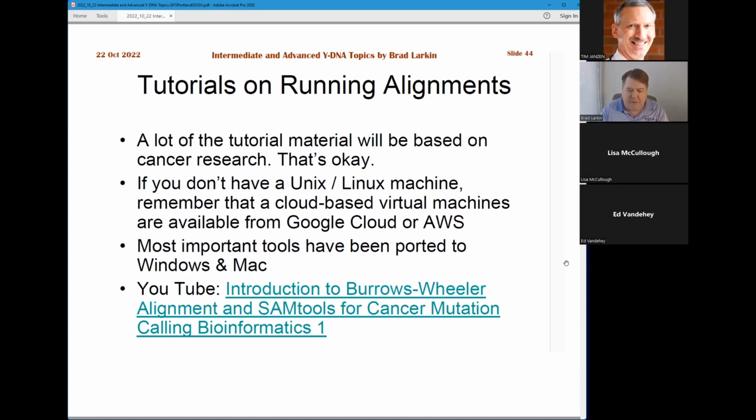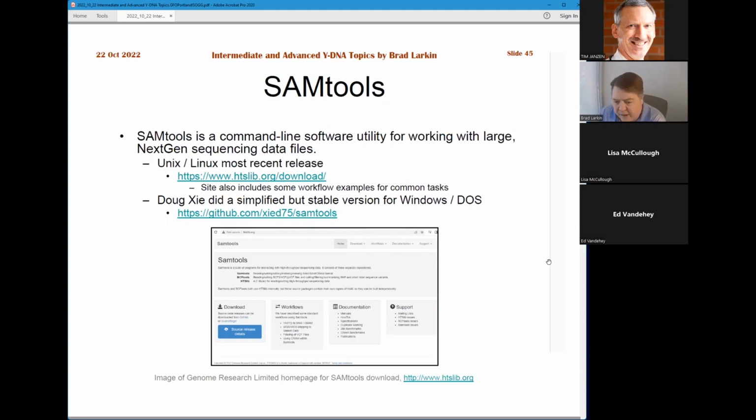Some of the tutorials use Unix or Linux machines. If you don't run Linux at home, that's okay, because you can rent a Google Cloud or AWS Linux machine pretty inexpensively and just pay for the hours that you actually use it. Then you shut it down when you're not using it. A lot of these tools have been ported to Windows and Mac. Here's a link to an example, Introduction to Burrows-Wheeler. That's I think a YouTube video. I'm just going to give you a high level orientation to some of these tools. SAMtools is a command line software utility for working with large next-gen sequencing data files.